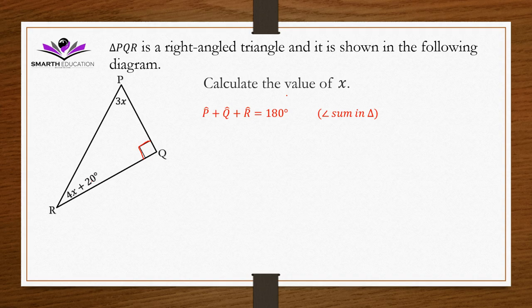So we add these three because they must give us 180 degrees because of angle sum in a triangle. When we solve, we simplify the left hand side first. What do we get there? 7x plus 110 degrees equal to 180 degrees. And then we transpose, subtract 110 degrees from both sides of the equation. We divide by 7 on both sides. We get that x is equal to 10 degrees. Done. That's what we're supposed to do.